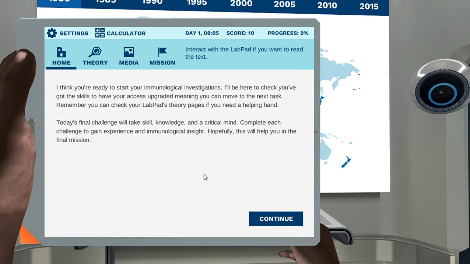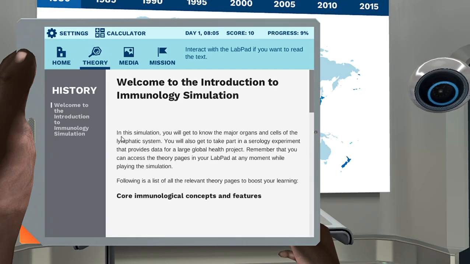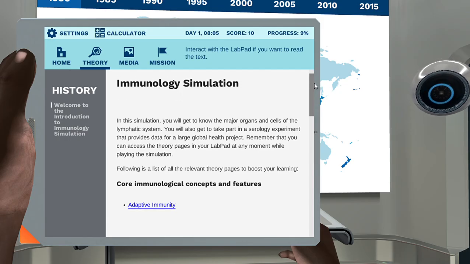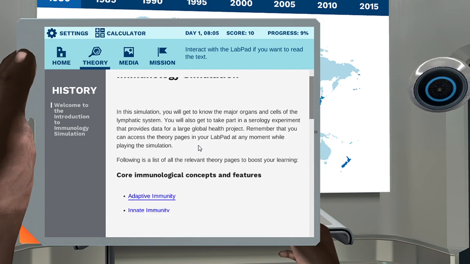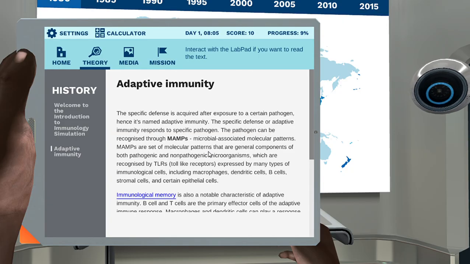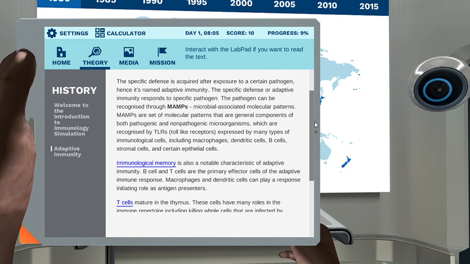I think you're ready to start your immunological investigations. I'll be here to check you've got the skills to have your access upgraded, meaning you can move to the next task. Remember, you can check your LabPad's theory pages if you need a helping hand. Today's final challenge will take skill, knowledge, and a critical mind. Complete each challenge to gain experience and immunological insight. Hopefully, this will help you in the final mission.